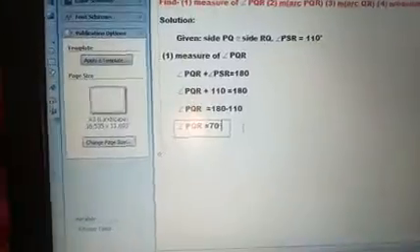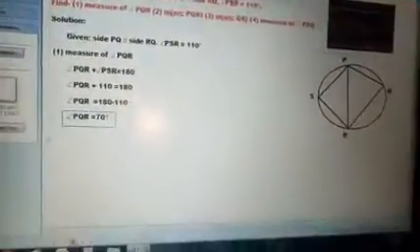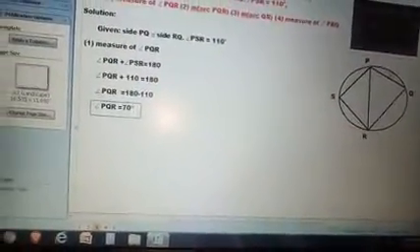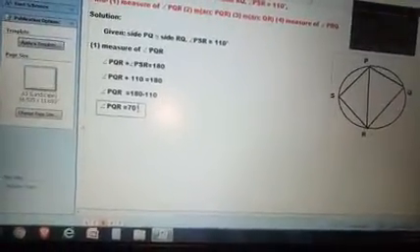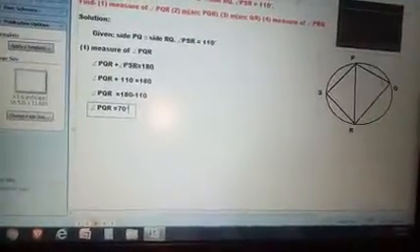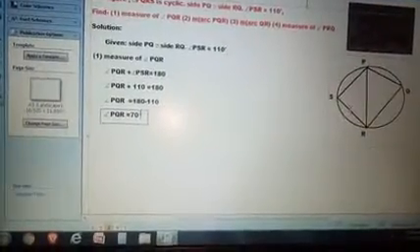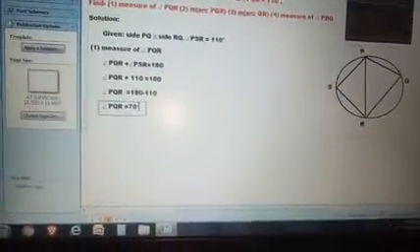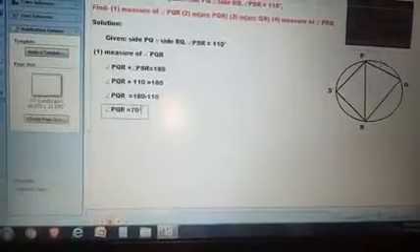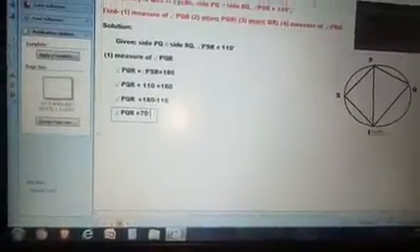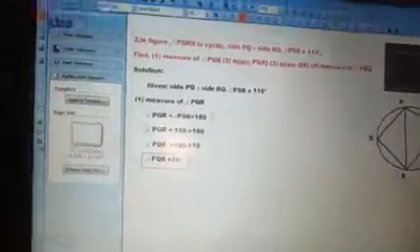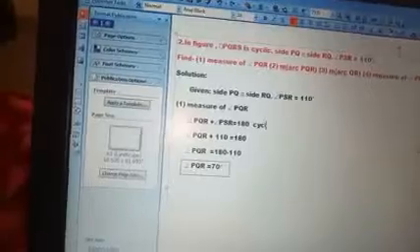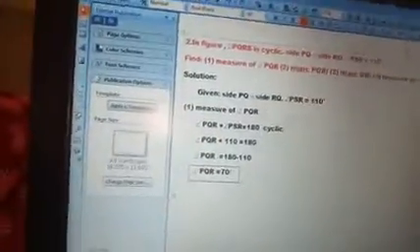After that we have to find the second, the measure of arc PQR. So the measure of arc PQR means this arc PQR. Do you know PQR? It is in front of angle PSR, and angle PSR is the inscribed angle of the arc PQR, and we can use here the inscribed angle theorem. First of all, here we have used the cyclic quadrilateral theorem.